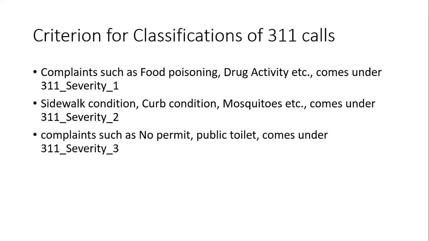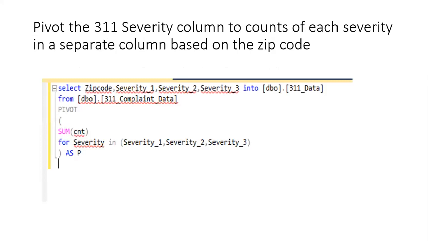And so this is the criterion we use for classification. Food poisoning and drug activity are severity 1. Things such as mosquitoes and curb conditions are not very severe, so they are severity 2. And a missing permit for a public toilet, some problem like that, will be severity 3.